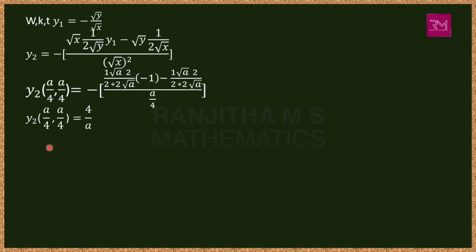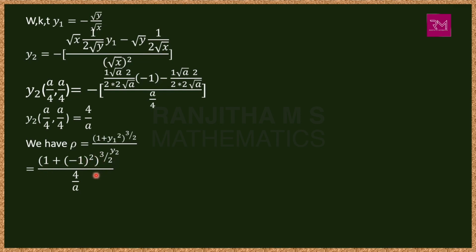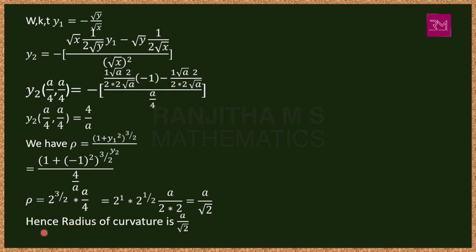After finding y1 and y2, we have to substitute in the formula of radius of curvature, that is 1 plus y1 square whole power 3 by 2 divided by y2. Substituting y1 and y2 value here, we get 1 plus y1 is nothing but minus 1 whole square whole power 3 by 2 divided by y2 is 4 by a. Here if we split 4 as 2 into 2, we get here in the place of 2 power 3 by 2, we can split it as 2 power 1 into 2 power 1 by 2 into a divided by 2 into 2. Here 2 gets cancelled. 2 power 1 by 2 divided by 2 is nothing but 1 by root 2. Hence we get the radius of curvature value as a by root 2. Therefore, the radius of curvature for the given Cartesian curve is a by root 2.